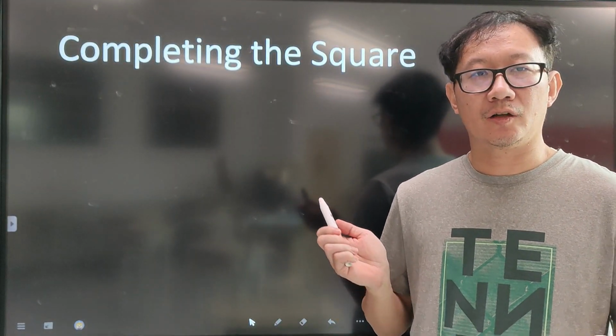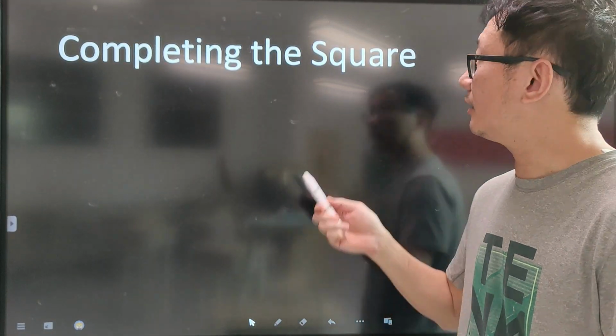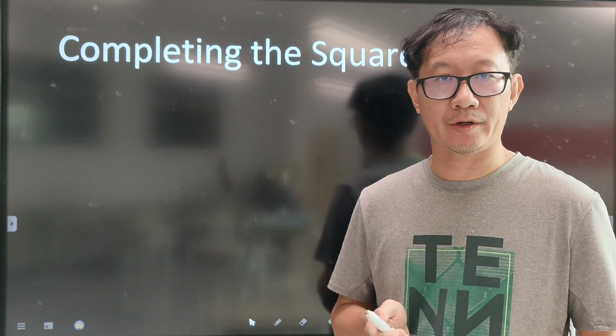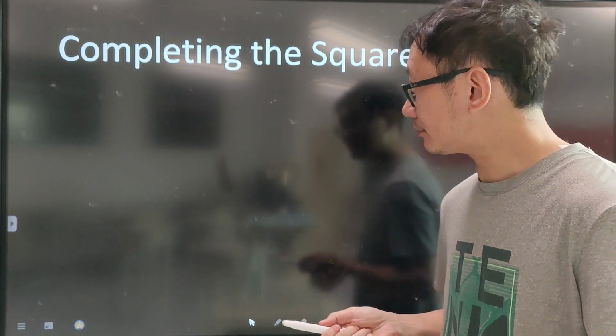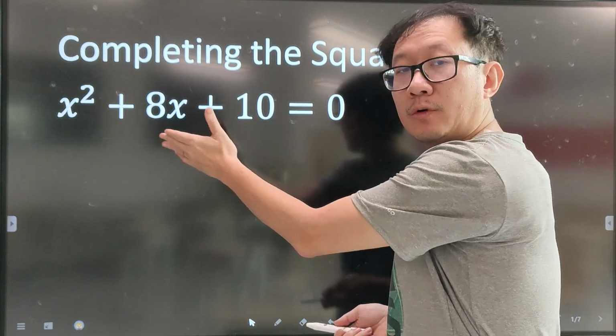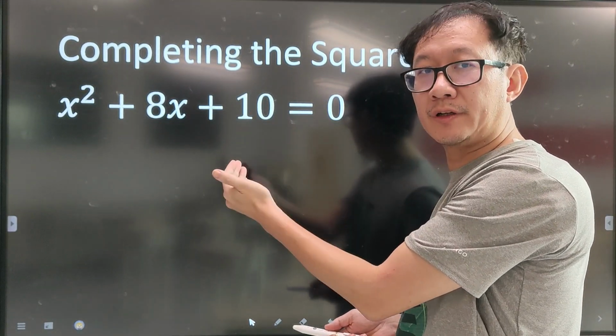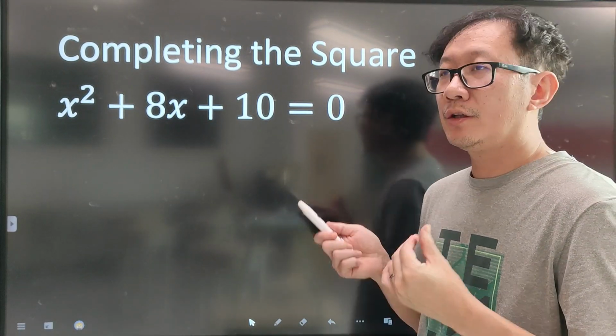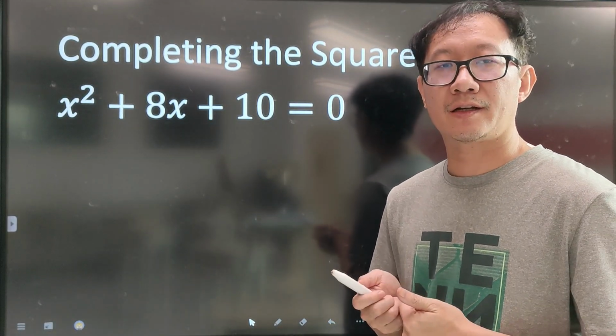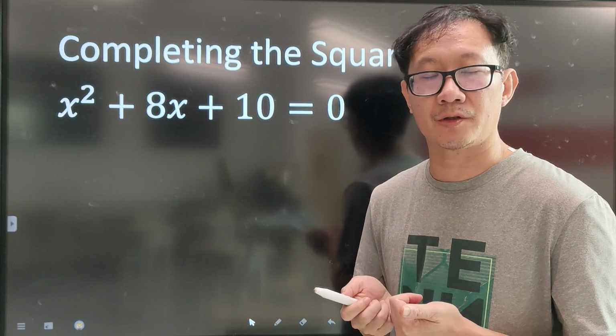In today's class, we are going to learn a new technique called completing the square. Let's start with an example. Suppose I want to solve this quadratic equation x squared plus 8x plus 10 equals 0 using what we have learned in the last class, by factorization.